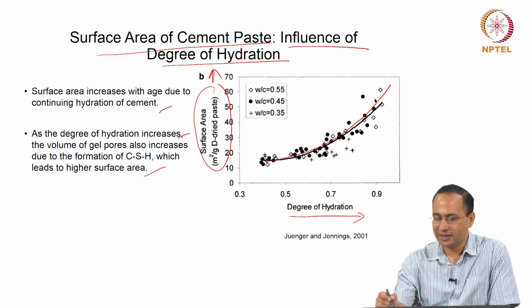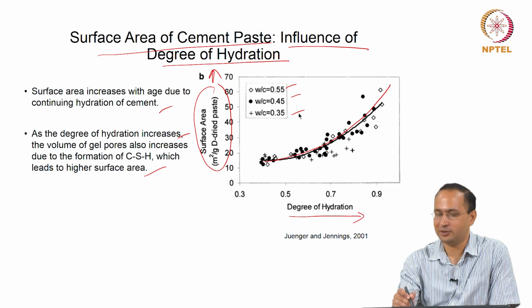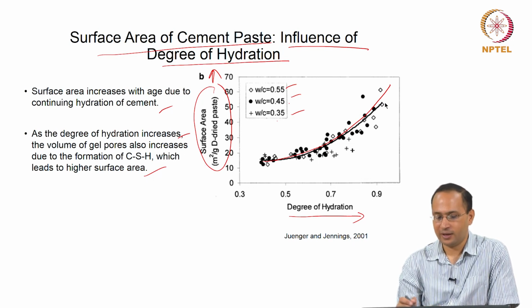Okay. Here is the data from different water cement ratios. Here you see combined 0.35, 0.45, 0.55, and put together, there is a nice correlation between surface area and degree of hydration.